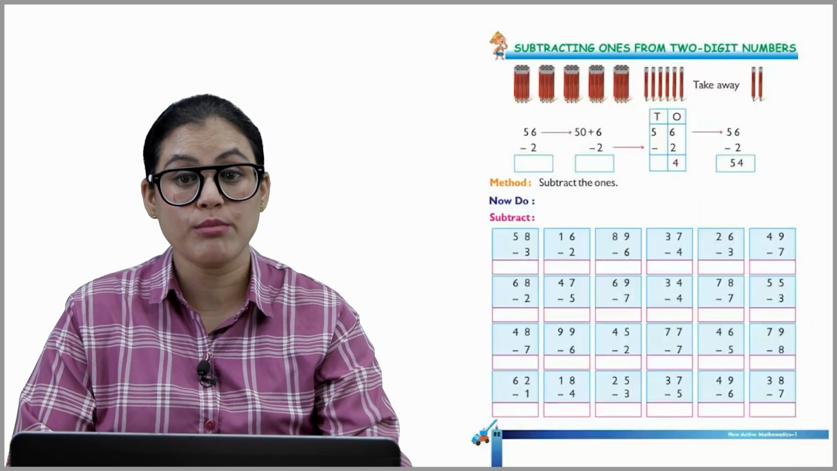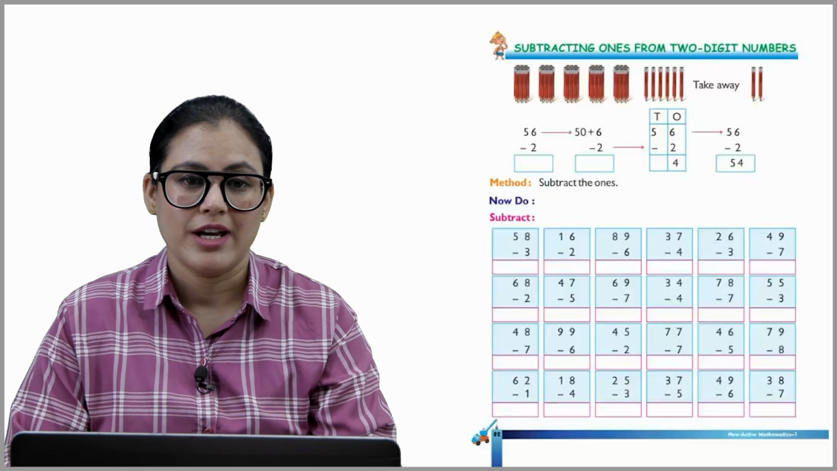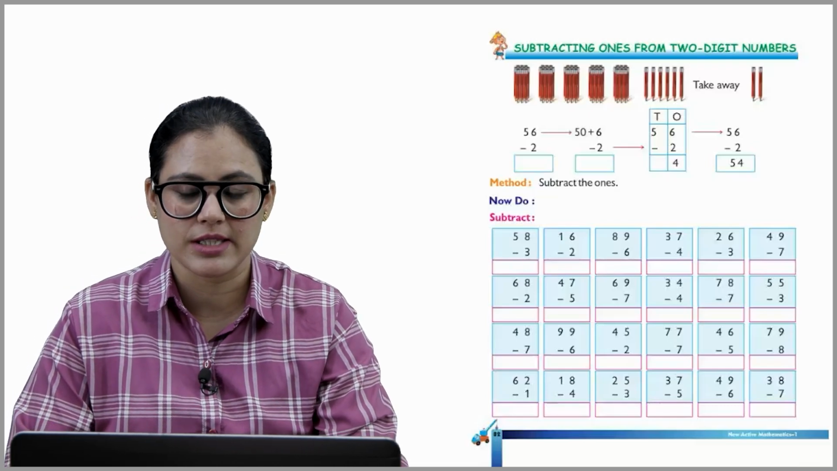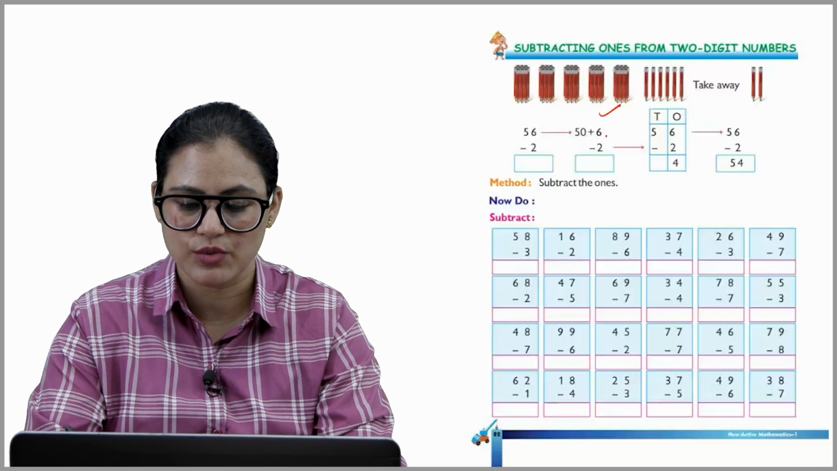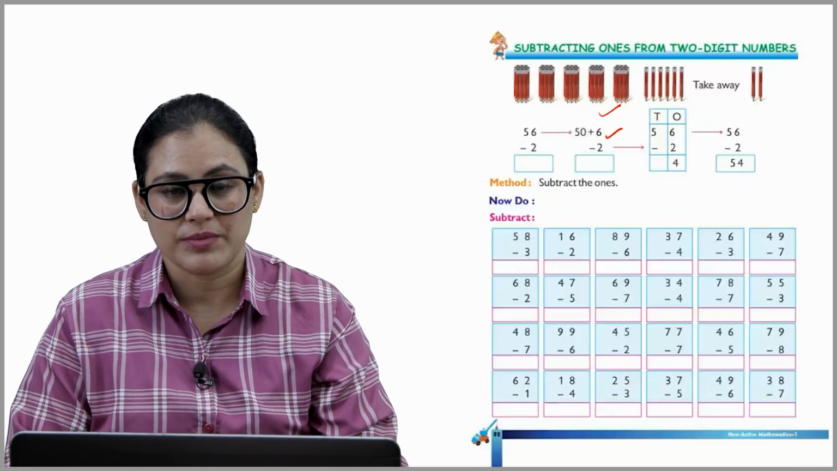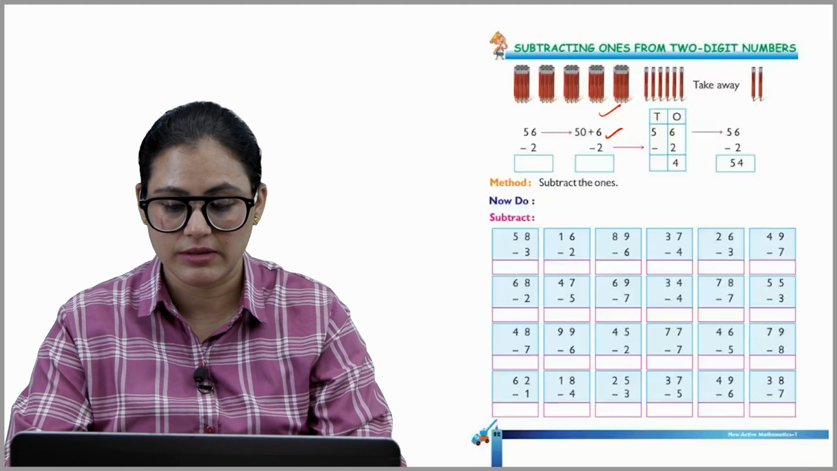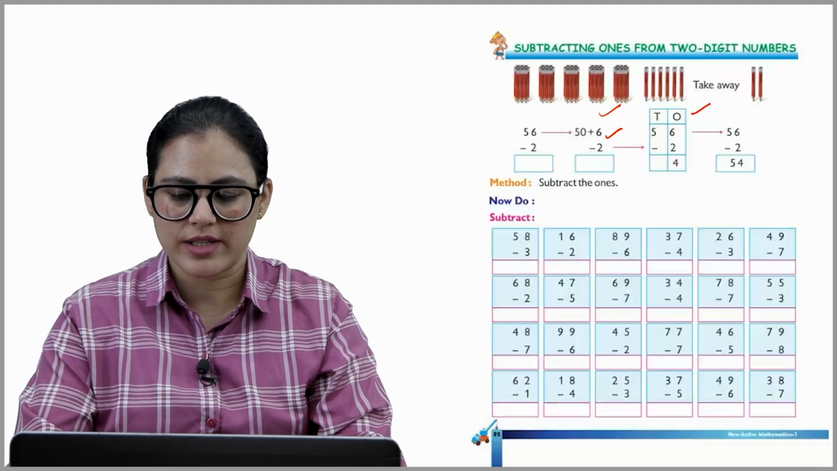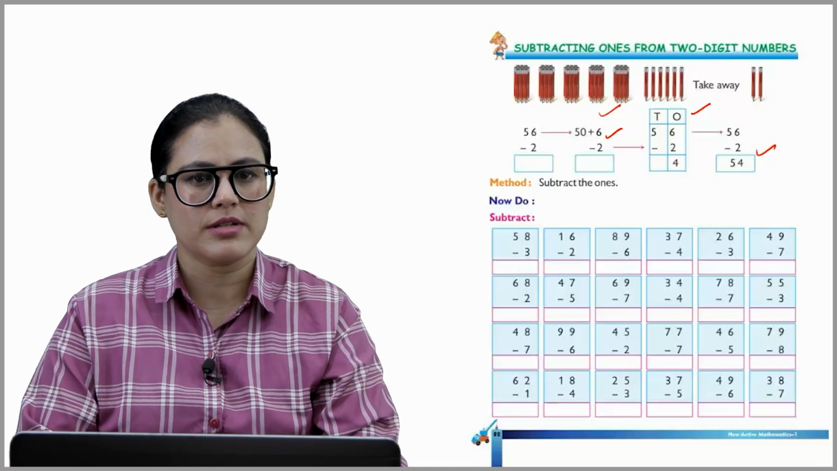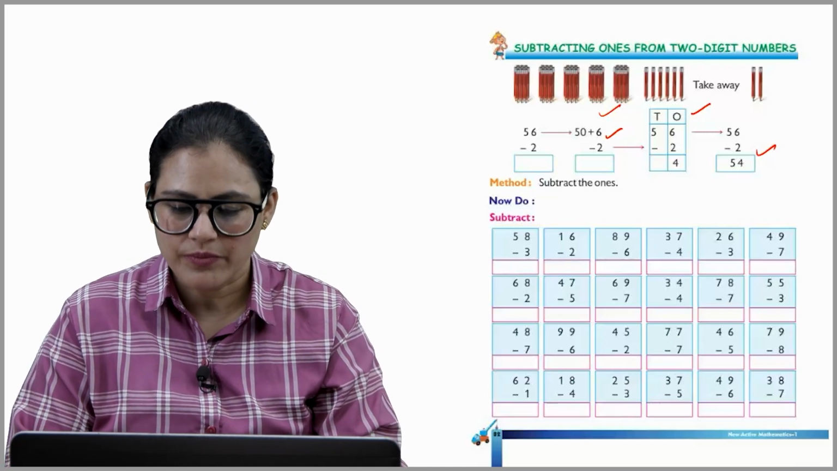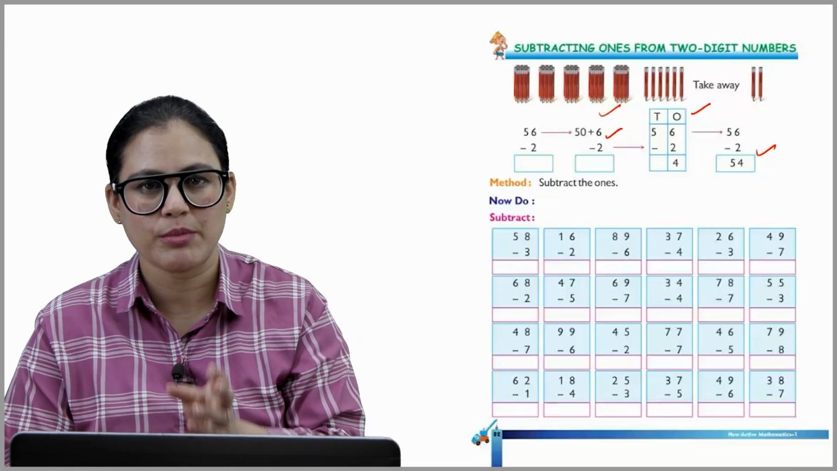Subtracting ones from 2-digit numbers. For example, 56 minus 2. 56 is equals to 50 plus 6 minus 2. Now we will arrange them in ones and tens columns. So after arranging in columns, we will subtract. 6 minus 2 is 4 and 5 minus 0 is 5. So what is the method? Subtract the ones. Because we are subtracting ones from 2-digit numbers.